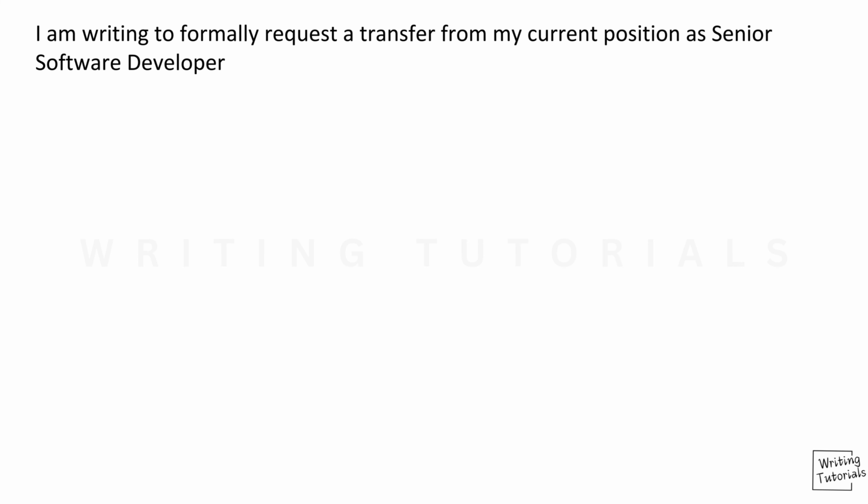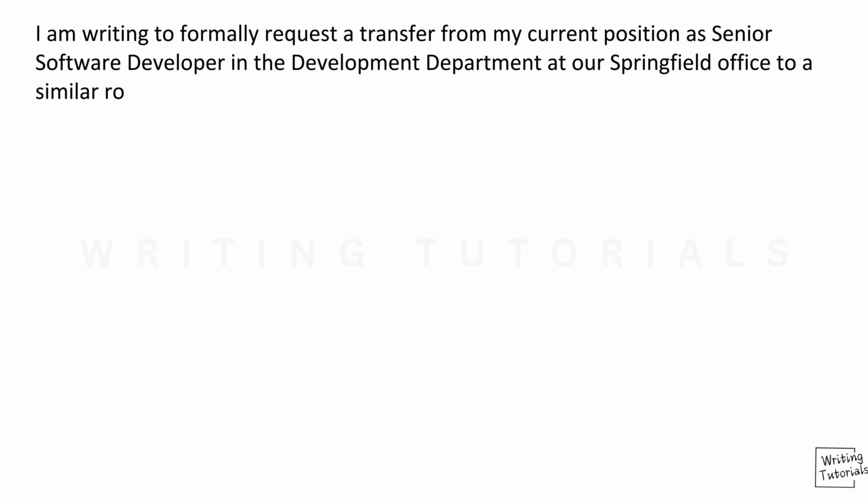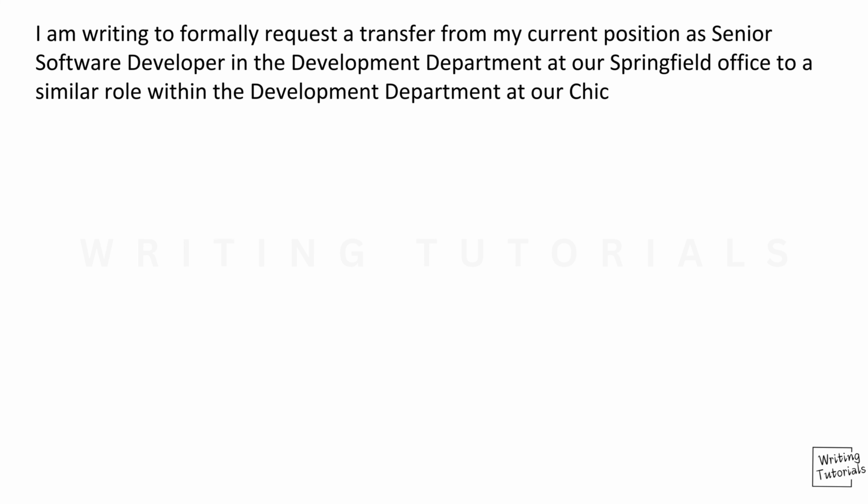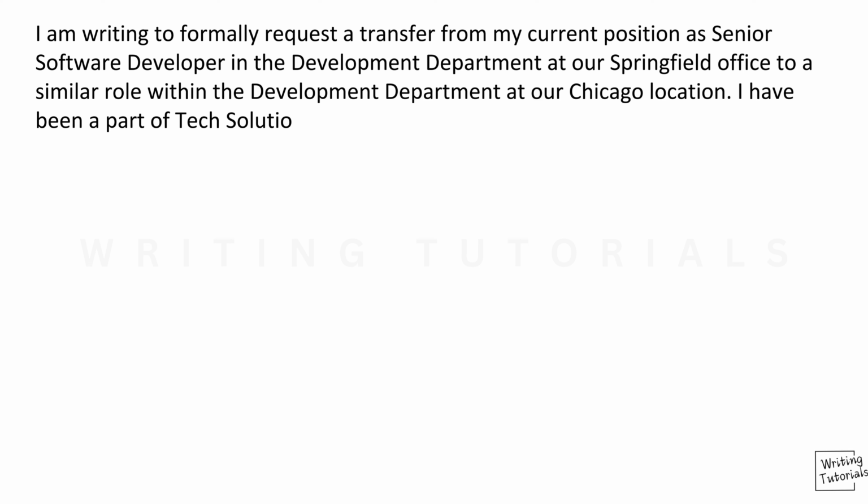He writes, I am writing to formally request a transfer from my current position as Senior Software Developer in the Development Department at our Springfield office to a similar role within the Development Department at our Chicago location. I have been a part of Tech Solutions Corp. for 5 years, and this transfer aligns well with both my professional goals and personal circumstances.